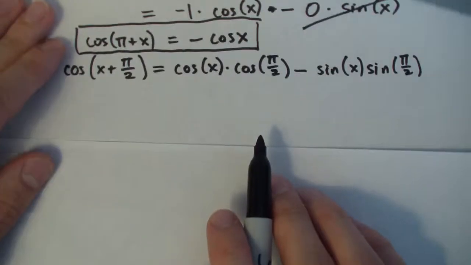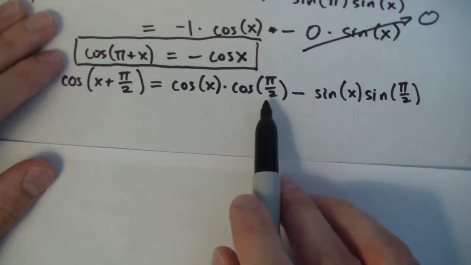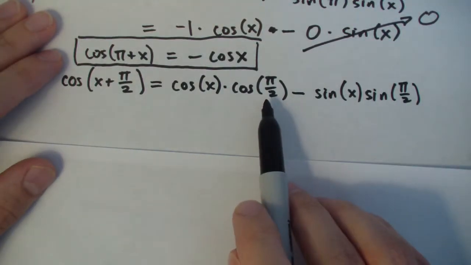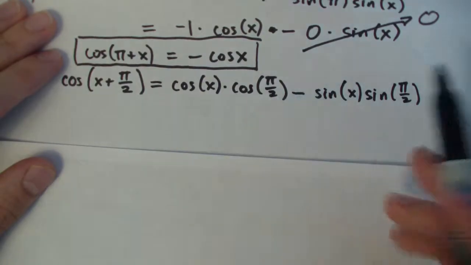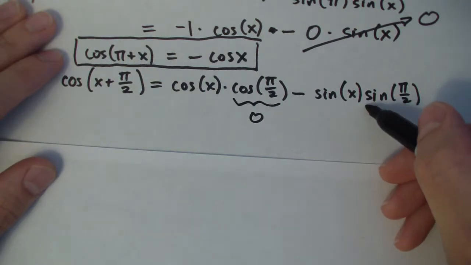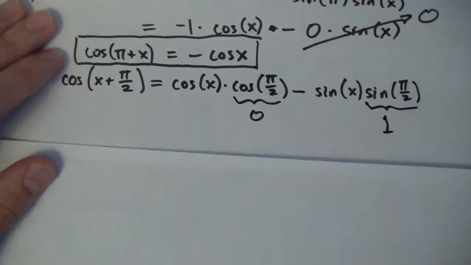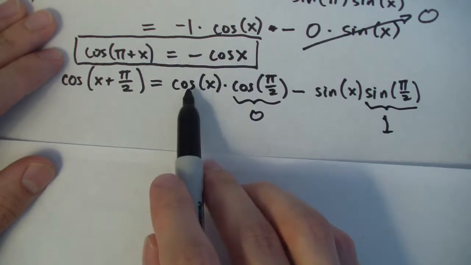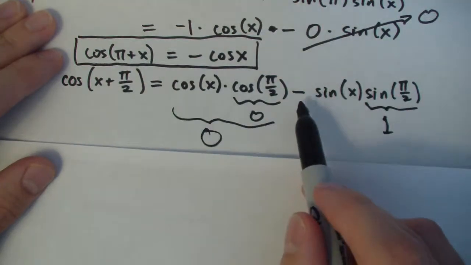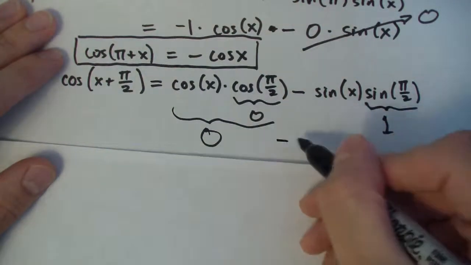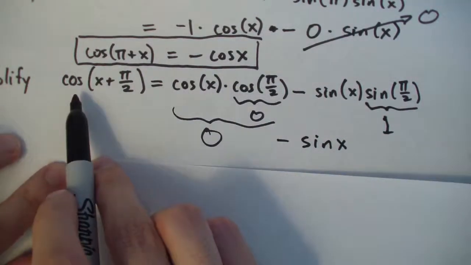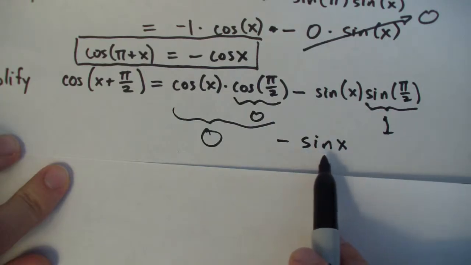Remember, we know that cosine of pi over 2, now we're at 90 degrees, we're up on the y-axis, and that is where cosine is 0. So this is 0. And sine of pi over 2, well, that is 1. And so this term goes away because it's cosine of x times 0. So this whole term goes away, and we just get minus sine of x. And so we see that cosine of x plus pi over 2 is just minus sine of x.